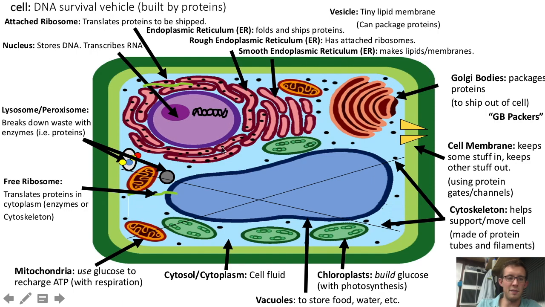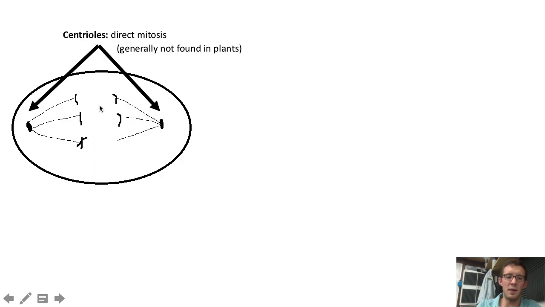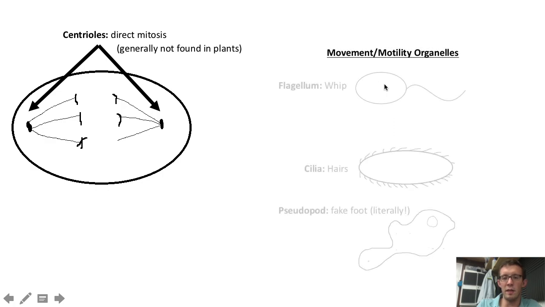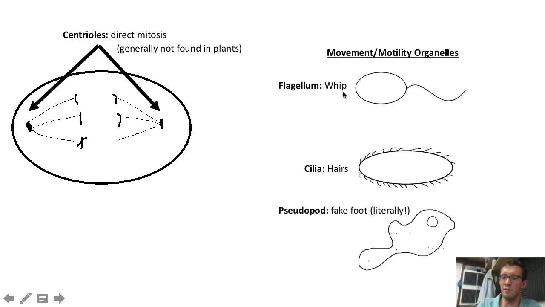Now, if the cell is successful and it grows and it is ready to divide, it can use another organelle called centrioles, which are just tiny bundles of protein filaments. And some cells have the ability to move independently. For instance, some cells have flagellum, little tails that help them swim, or cilia, which can pull them through fluid, or even some amoebas and other cells have pseudopods, in which they stretch out their cell membrane as like a fake foot that helps pull them around.